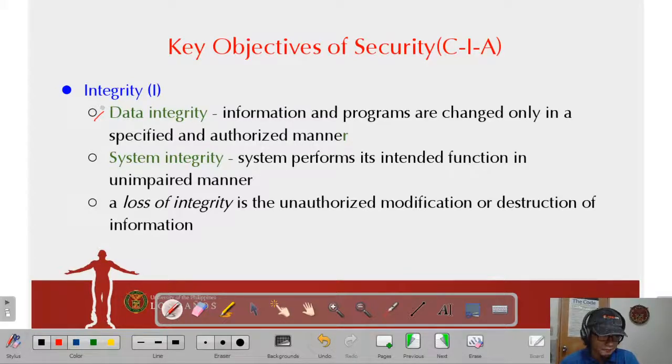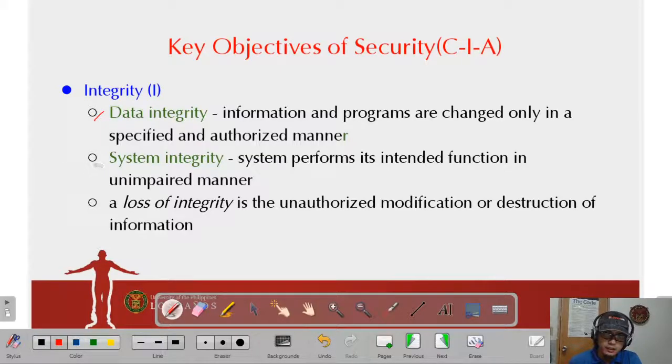As teachers, we are the ones who input your grades in the grade roster of SAIS, and the grades we provide are based on our computation. When it comes to integrity, if some attacker is able to change the grade of a student, then that is a loss of integrity, because it is only the teacher who should be able to change the grade of a student.